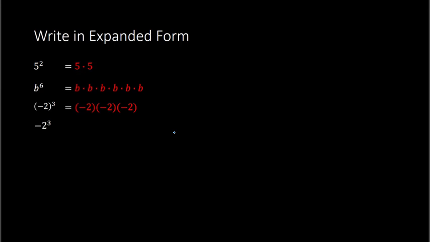Here we have negative 2 to the 3rd. Notice the exponent is just with the 2. It's different than the question up here. So we simply raise 2 to the 3rd power. So we have 3 2's, and then the negative is out in front after the fact.